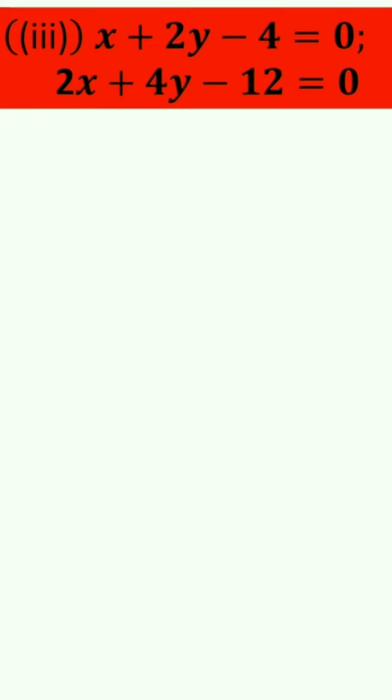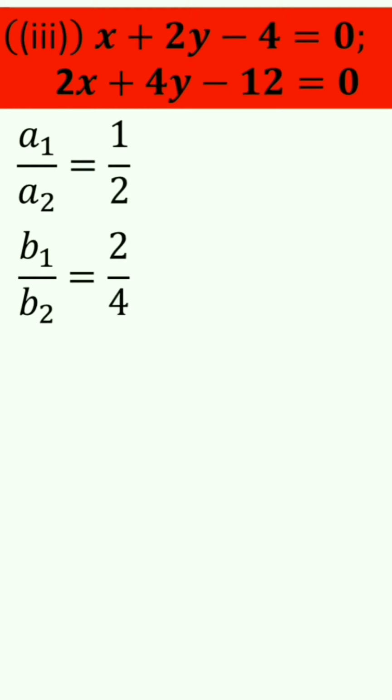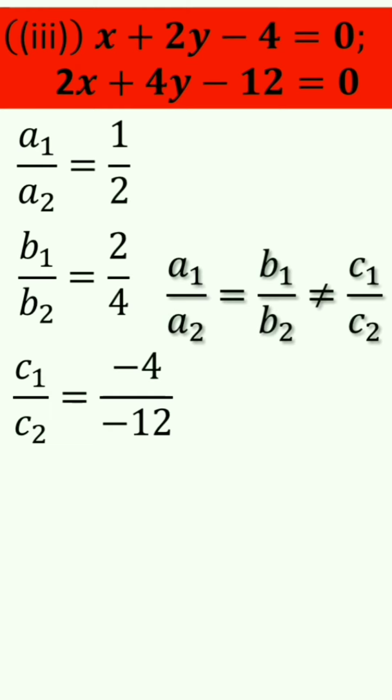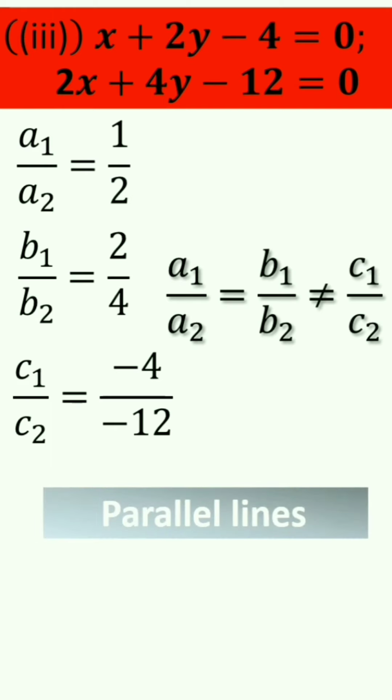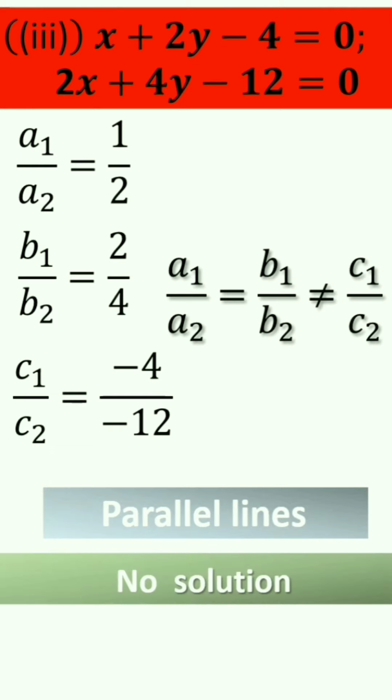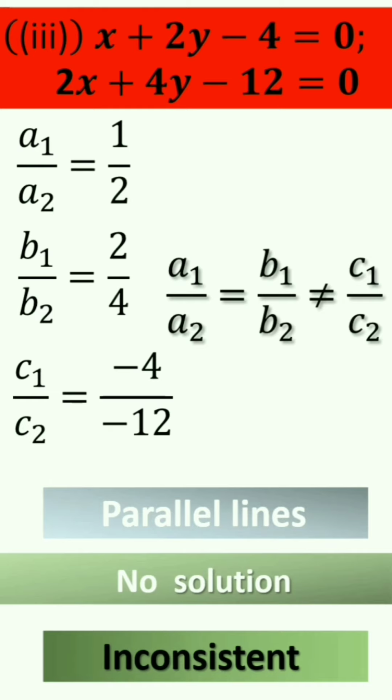Here is another example. Here a1 by a2 is half, b1 by b2 is 2 by 4, that is also equal to half, c1 by c2 is minus 4 by 12, that is 1 by 3. Here we can observe that a1 by a2 is equal to b1 by b2, not equal to c1 by c2. So here we get parallel lines. When solved algebraically, we won't get any solution and the pair of equations is said to be inconsistent.